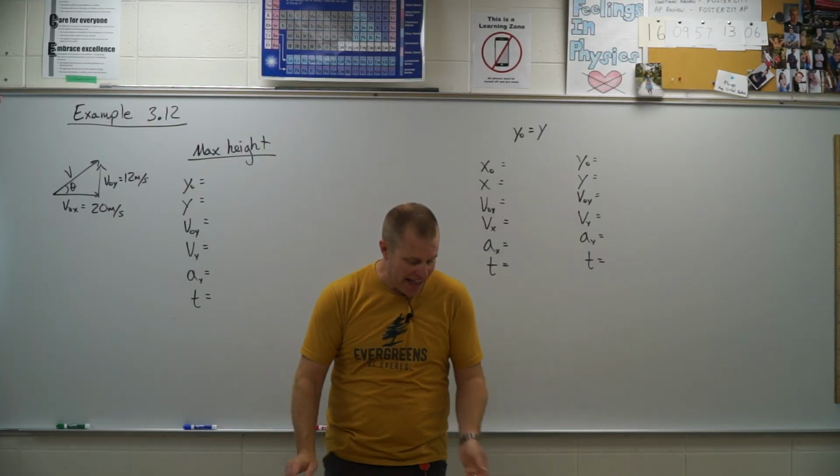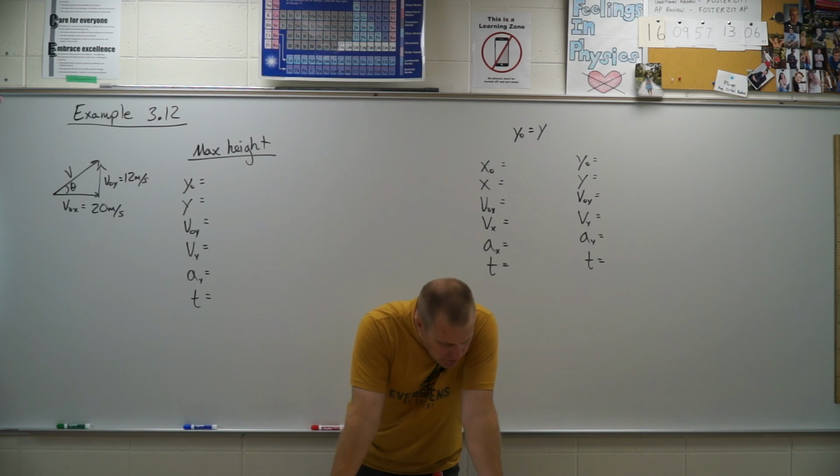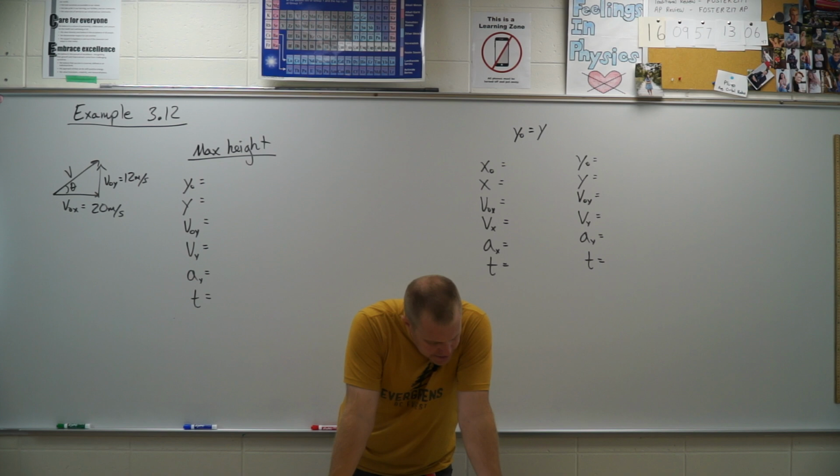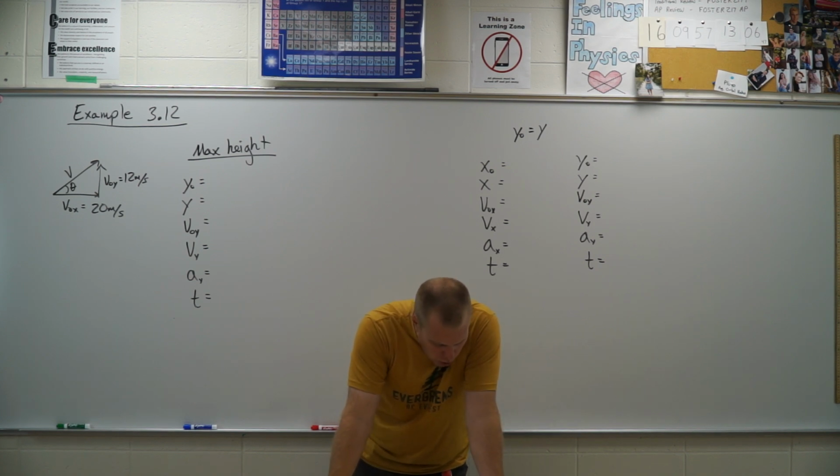Let's take a look at example 3.12. A rookie quarterback throws a football with an initial upward vertical component of 12 meters per second and a horizontal velocity component of 20 meters per second. Ignore air resistance. Part A asks us how much time is required for the ball to reach the maximum height of the trajectory and how high is this point?